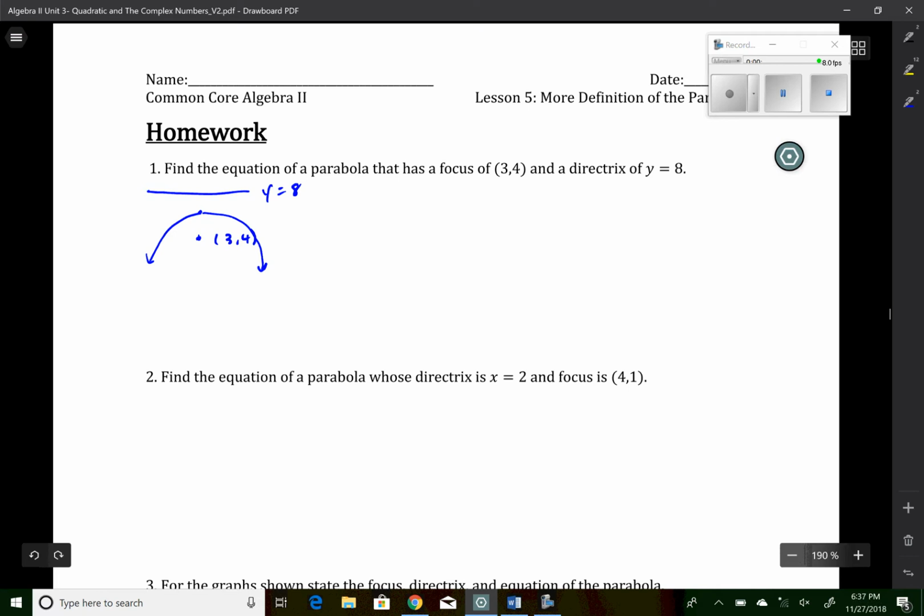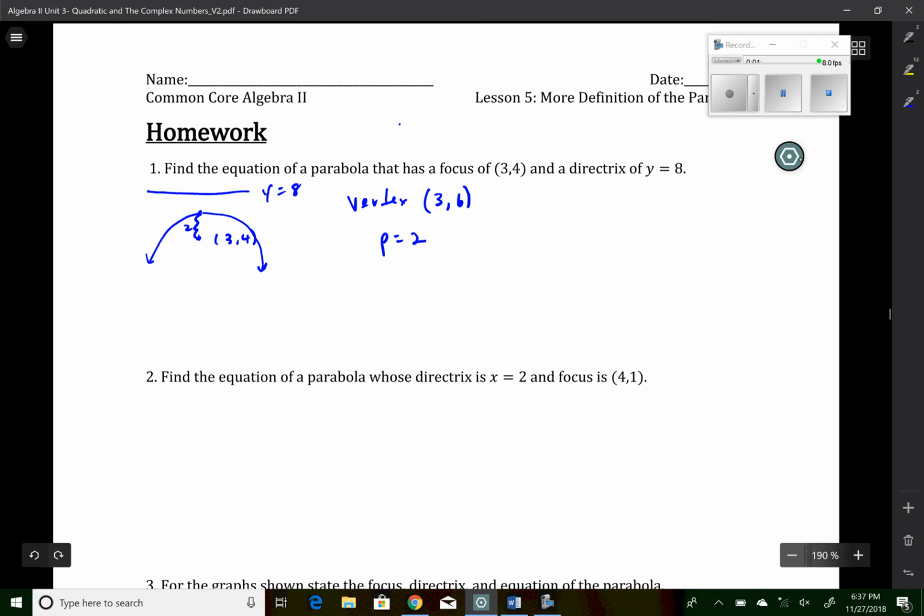Now, if you're having trouble figuring out what's in between those, just think of the number line. The vertex has the same x value as the focus, but the y value is the number between 4 and 8, so that would be 6. The p-value is the distance between those two, so that's 2.